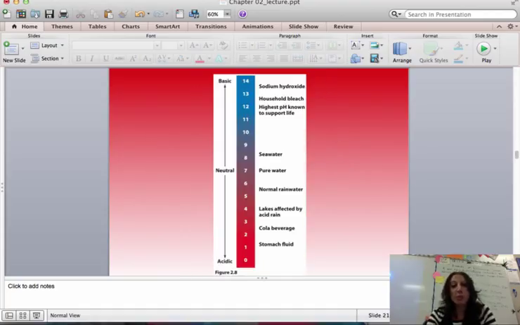Your 7 is your pure water. Going from 1 is stomach fluid. Cola beverages around 2, lemon juice and whatnot. And where we tend to talk about this is lakes and streams with the pH of water. If it's less, it's going to be acidic.